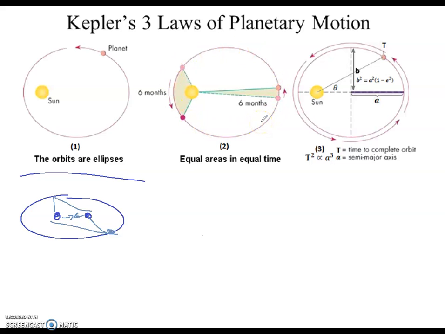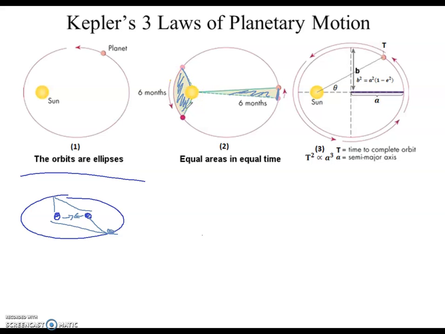And it can sweep out equal areas in equal times, and that's what this represents. So if it's going over here, it's really, really slow. It's only going to go that little tiny distance in 6 months, and it sort of makes this triangle shape. Over here, it's a lot faster, so in 6 months, it goes a much greater distance.